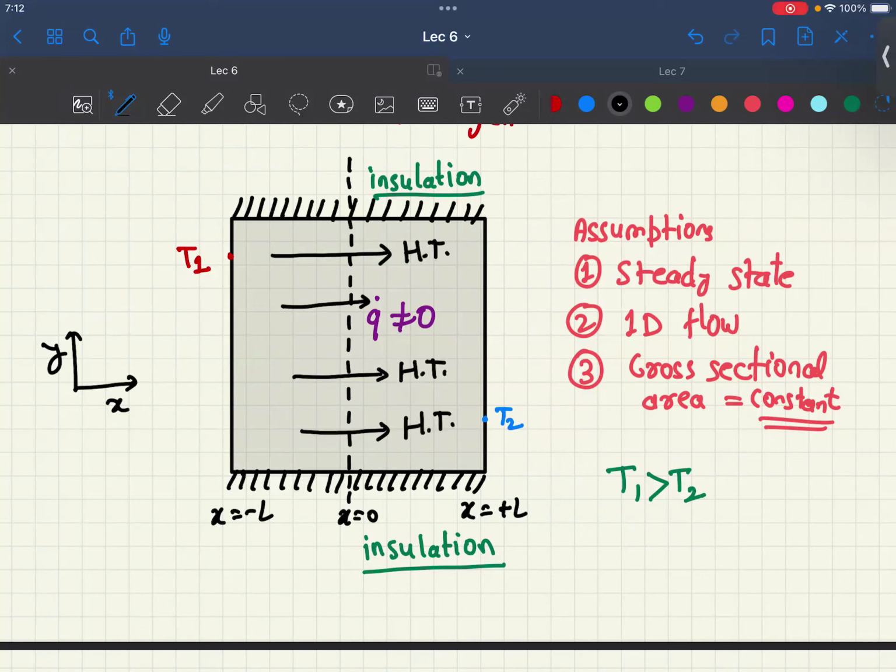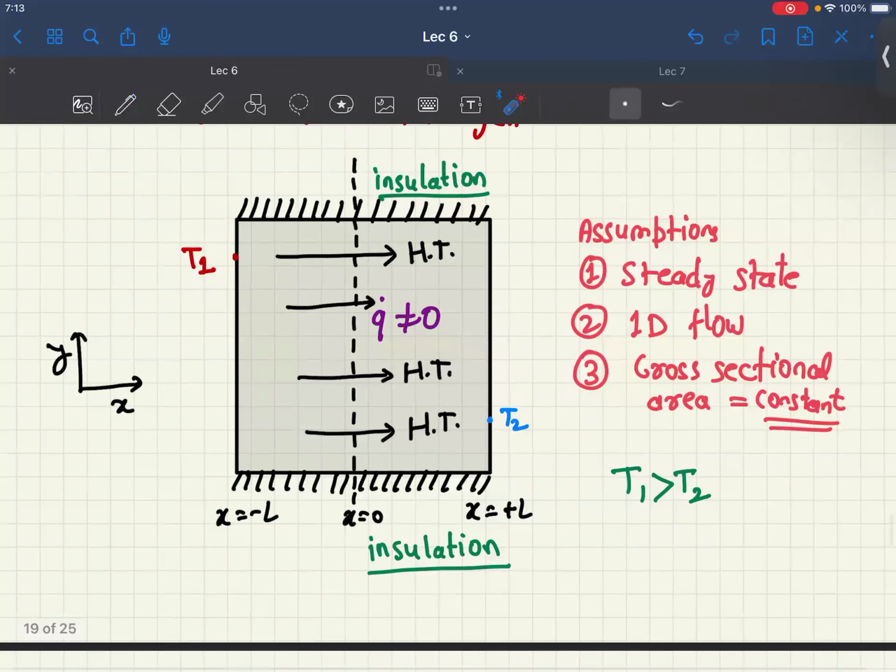So heat is going to get transferred from the surface which is at a higher temperature, which in our case is T1, towards the surface which is at a lower temperature, which in this case is T2. So heat is going to transfer in this direction, and there is no transfer of heat in the y direction, right? So this is clearly a one-dimensional flow of heat, and we are also going to assume the basic assumptions, which is that it is steady state heat transfer, and, from the geometry of this system, clearly the cross-sectional area at each point is going to remain constant, right?